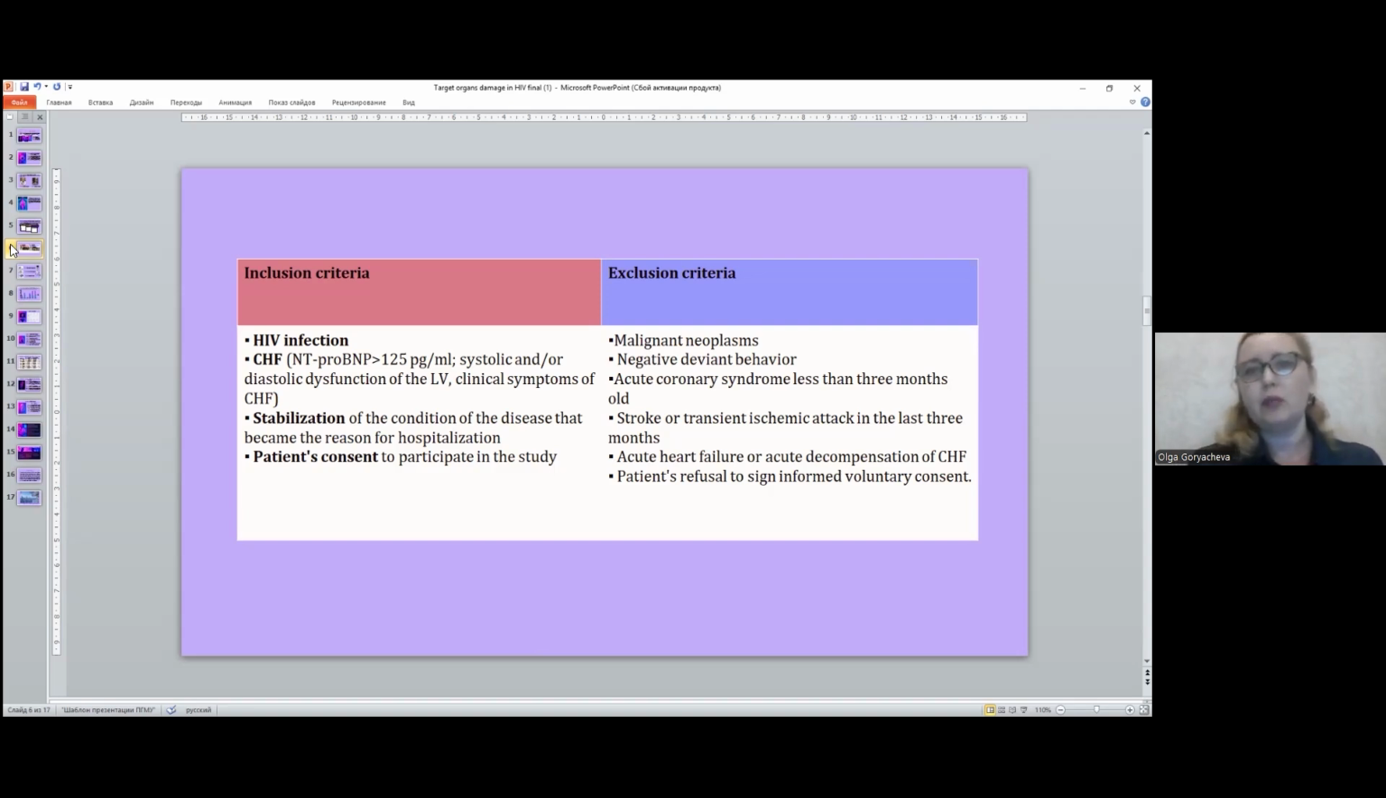There are different malignant neoplasms, negative deviant behavior, acute coronary syndrome less than 3 months old, stroke or transient ischemic attack in the last 3 months. Acute heart failure or acute decompensation of chronic heart failure were exclusion criteria too, and patient refusal to sign informed voluntary consent. It is necessary to say that there were no children and no pregnant women too.